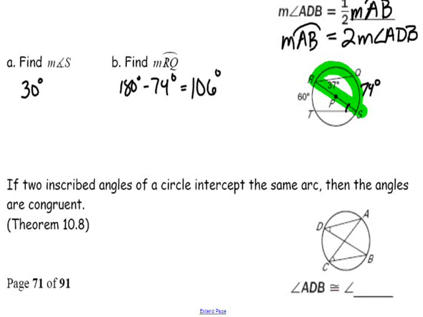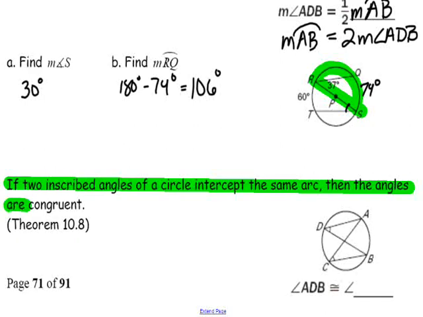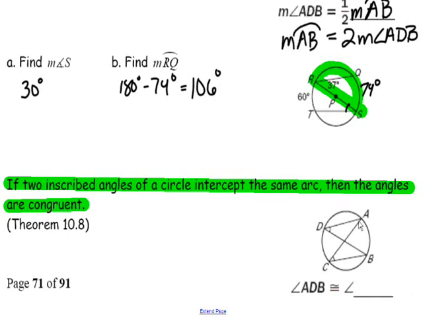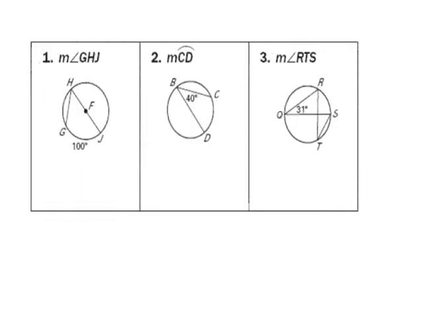Okay, and then we have a theorem that kind of naturally follows from the previous one, which states if we have 2 inscribed angles in a circle and they intercept the same arc, then the angles are congruent. So if I look at my circle over here, and I see that both angle D and angle C intercept arc AB, well then angle D is half of arc AB and angle C is half of arc AB. Therefore, they must be congruent to each other. So ADB must be congruent to ACB. Follows straight on. All right, moving on.